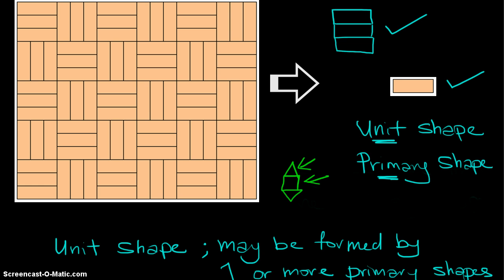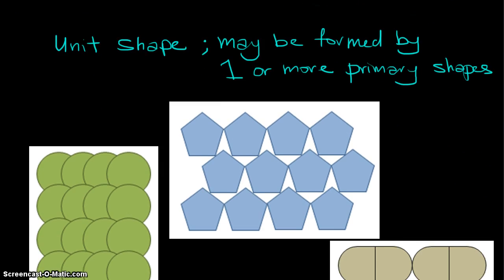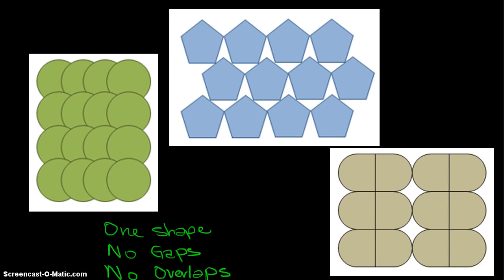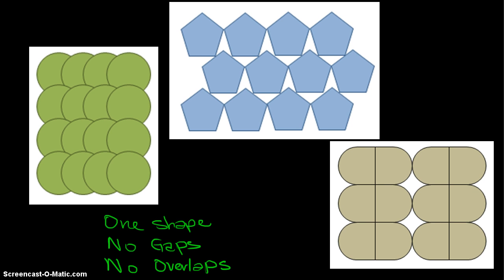Right, moving on, I'm going to show you more examples of tessellations, and why some shapes are not actually tessellations. So take a look at this shape here. Is this a tessellation? Actually, it's not. Why?